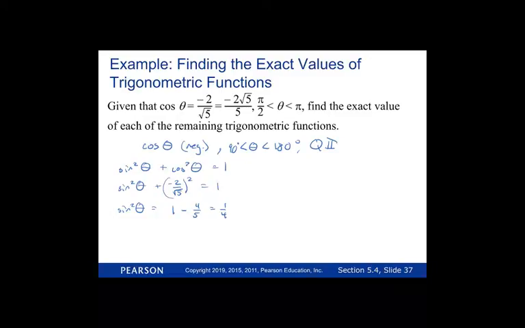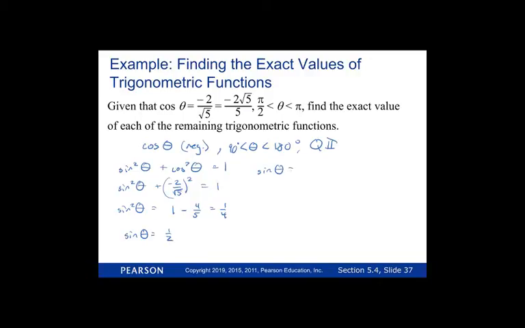So if sine squared equals 1 over 4, we take the square root on both sides. So that means that sine of theta should be, what is that, a half? If we're in quadrant 2 and sine is our y, is y positive or negative in quadrant 2? Positive. So this result should also be positive. Okay, so now we have sine of theta equals a half.